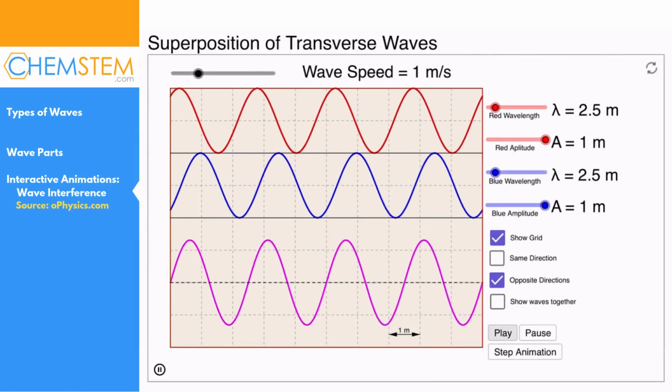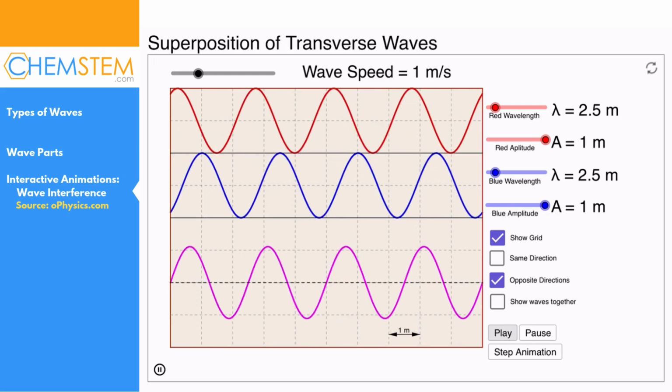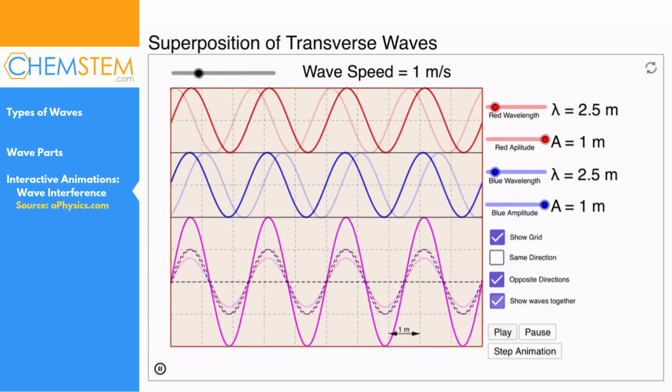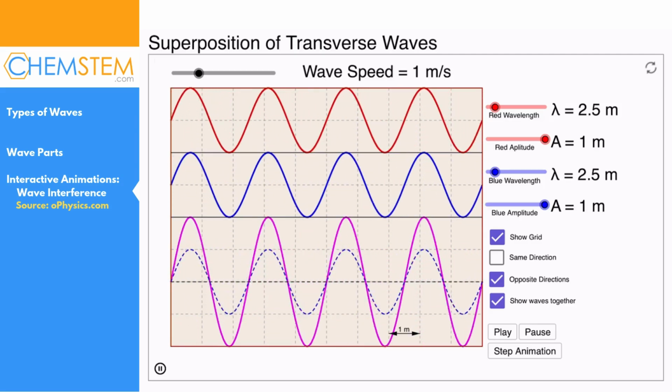Here we have 2 waves moving in opposite directions. They have the same wavelength and they have the same amplitude. What's happening here is that they are doing both constructive interference and destructive interference. So when their crests are aligned, they have a combined larger wave, which is constructive interference. But when a crest of one wave is on top of a trough of another wave, then you have destructive interference.